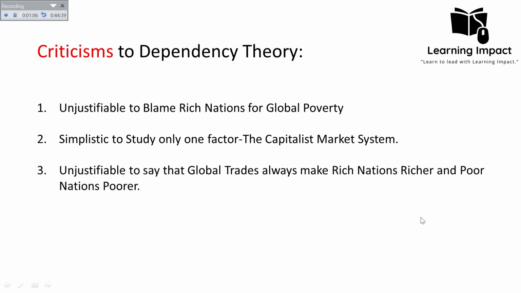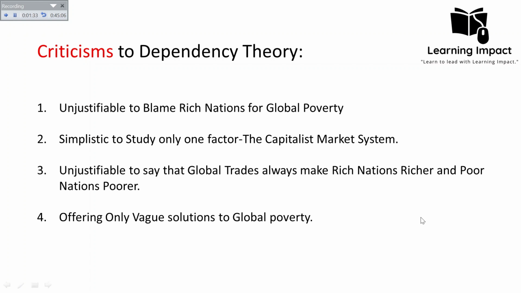And then it is unjustified to say that global trade always makes rich nations richer and poor nations poorer, because international trade is also profiting poor nations at the same time. It means that poor nations get profit from the multinational corporations in the form of foreign aid. So we cannot say that it is always the rich nation which is getting profit. Poor nations are also getting benefit from it.